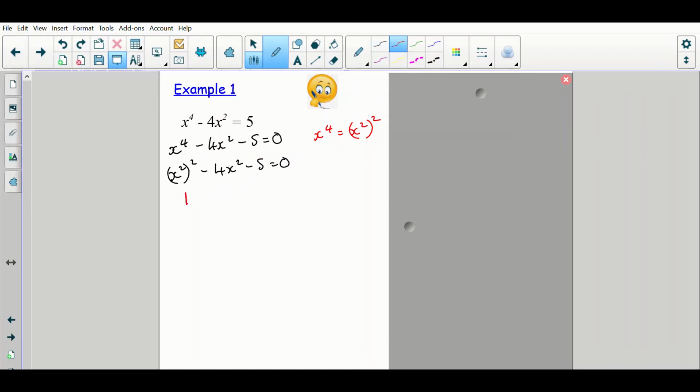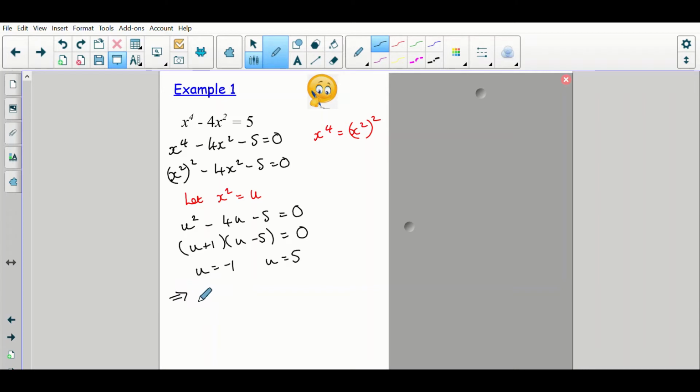Now what we can do is say I'm going to let x squared equal u. We could use any letter here, but u is quite a common one to use, so we're going to use u. So now substitute x squared equals u, so we end up with u squared minus 4u minus 5 equals 0. And there's a quadratic equation which we can solve by factorising. And we get u equals minus 1 and u equals 5. But we haven't finished. We don't want to know what u is, we want to know what x is.